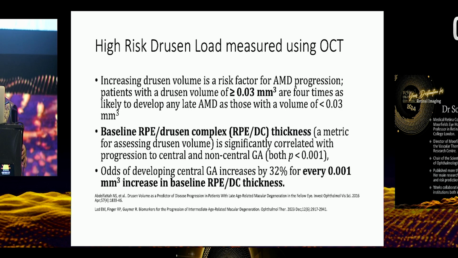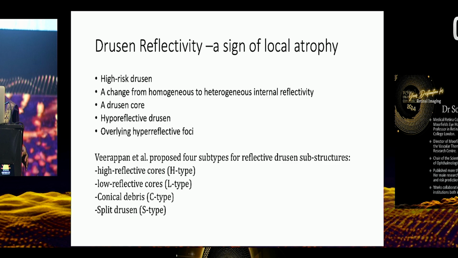I think, Jay, you asked what device you would use. At present, we could use the baseline RPE drusen complex or the thickness, because it has been shown over and over again that it by itself carries high odds of developing central GA, as high as 32% for every tiny 0.001 millimeter cubed increase in baseline thickness. Drusen reflectivity was also mentioned. Again, I should stress this is only important in eyes without existing GA.